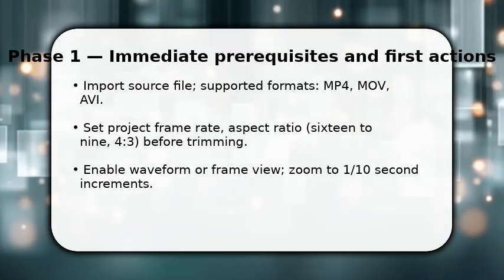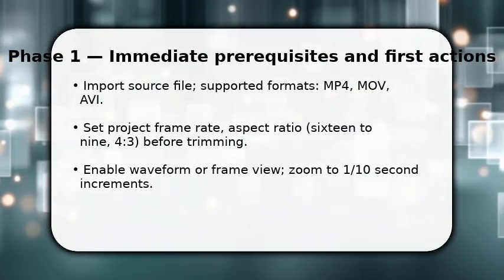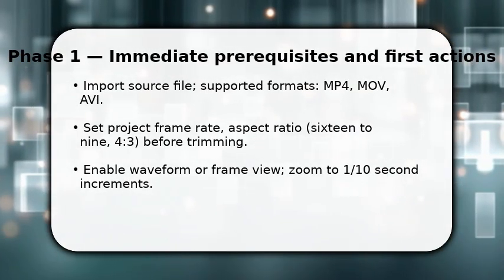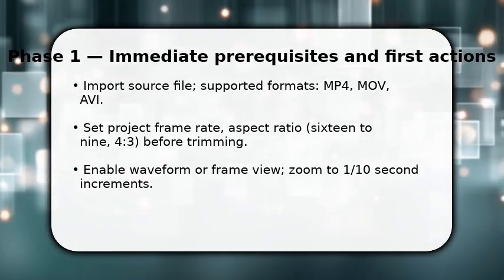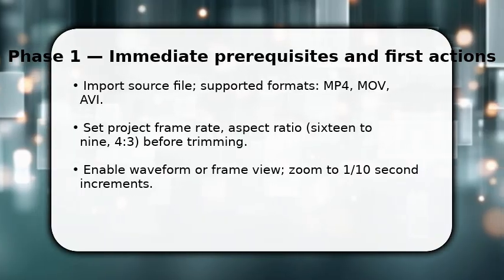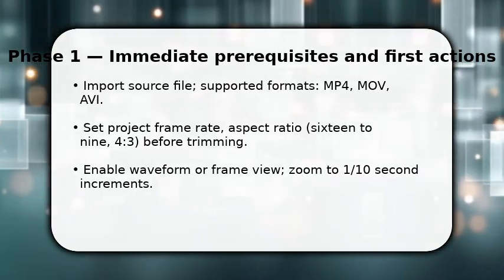You start by loading the clip into the trimmer and confirming format and frame rate so your cuts align. Once done, switch to waveform or frame view to see exact edit points. You should set the timeline zoom to fine increments, for example 1/10 of a second, to pick precise in and out points. Make sure audio is synced.